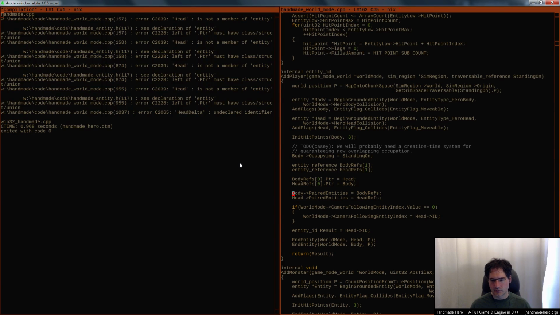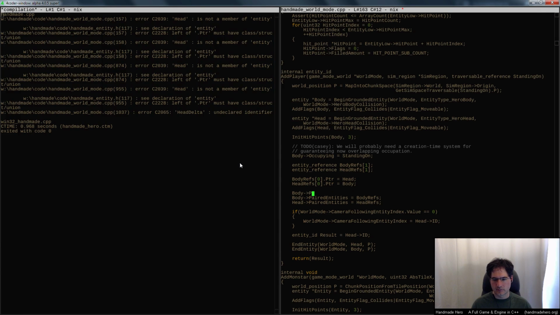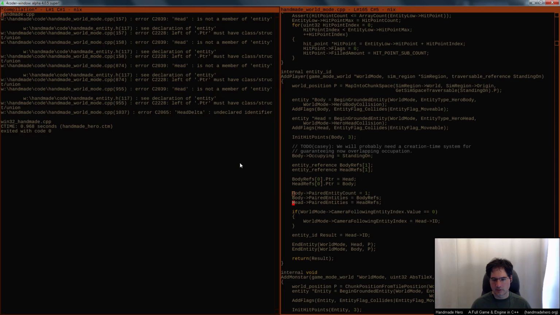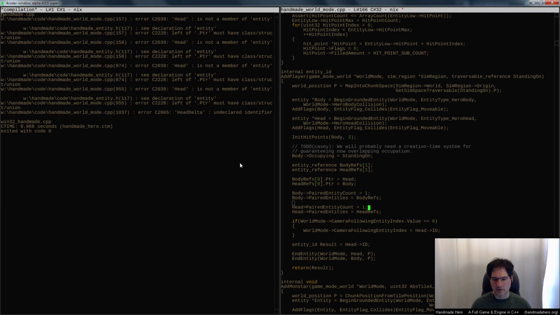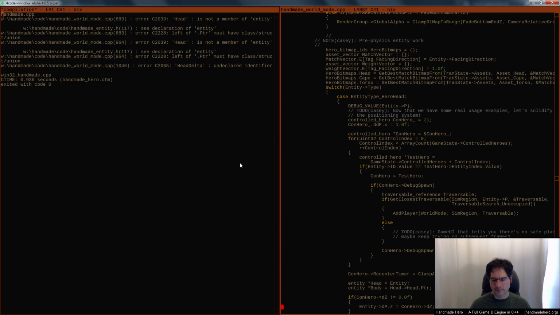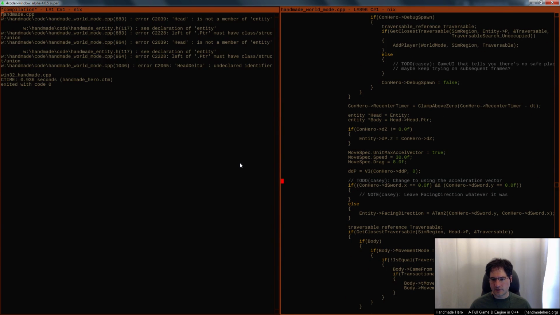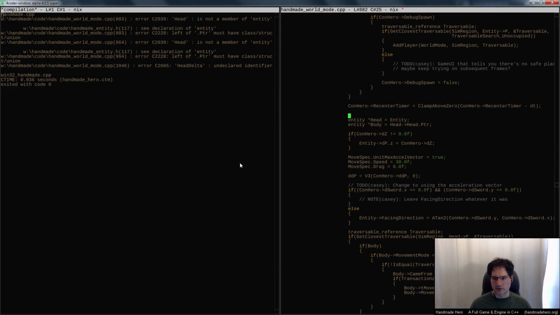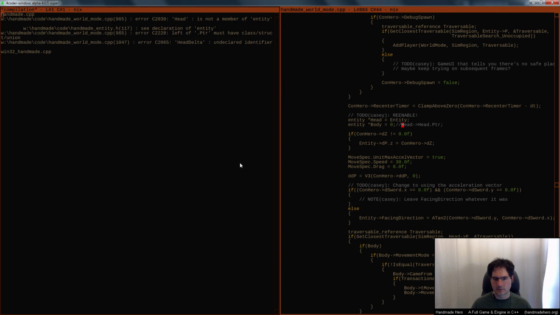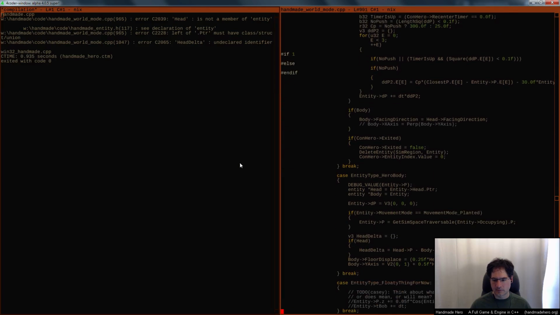and off you go. And in both cases, paired entity count equals 1, head paired entity count equals 1. Right? So there you go. And in this case, we can just do re-enable, and we'll say that the body just doesn't exist at the moment. Same here.